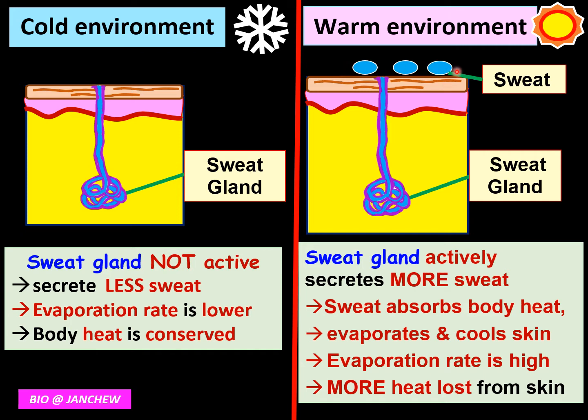So when a person is feeling hot, because of the large amount of sweat on his skin, the evaporation rate of sweat is higher and more heat is lost from the skin. So this is a very effective way of cooling down the body. In a cold environment, the reverse occurs. The sweat gland is not active. It does not secrete sweat or secretes very little sweat. So evaporation rate of sweat is lower in order to conserve the body heat, to keep in the body heat so that the heat is not lost to the environment.